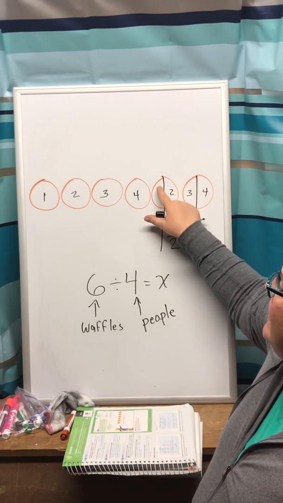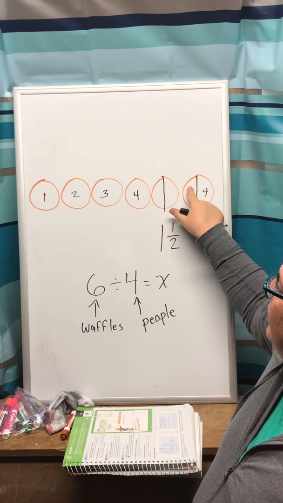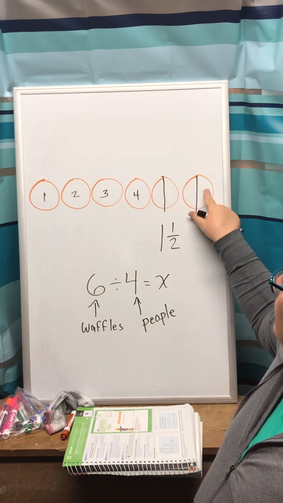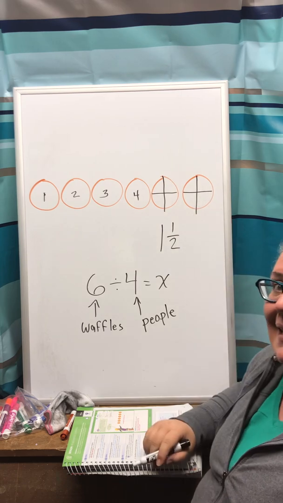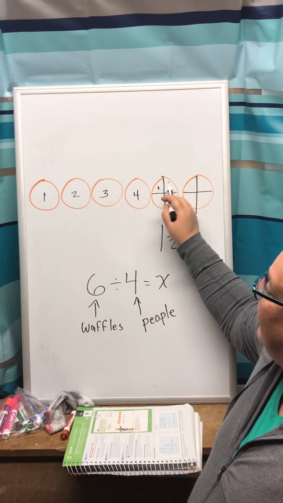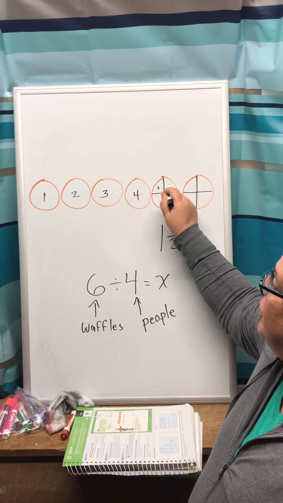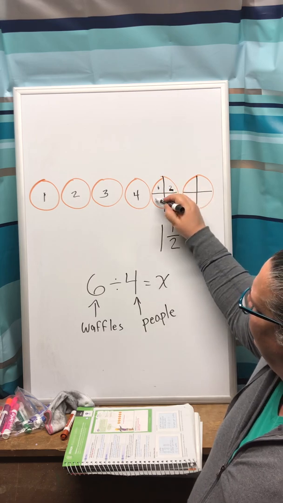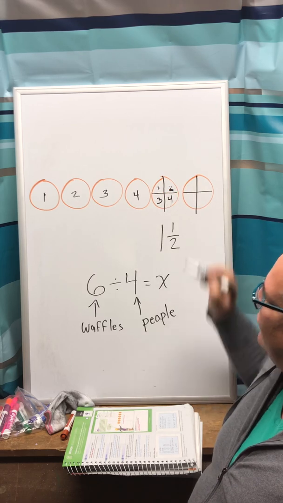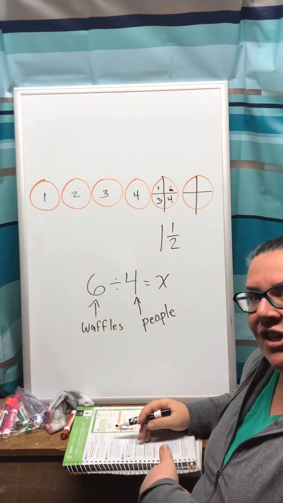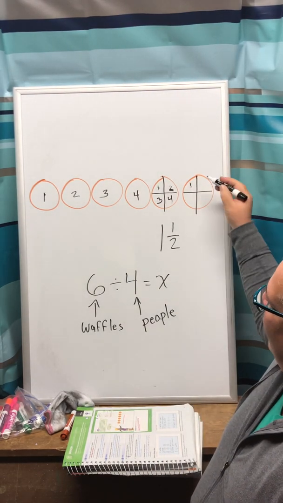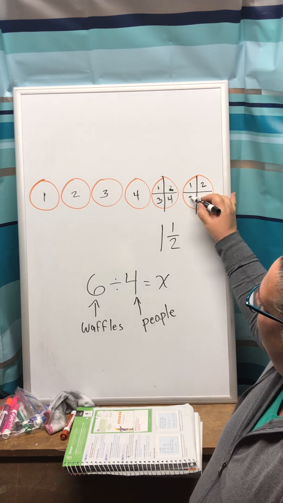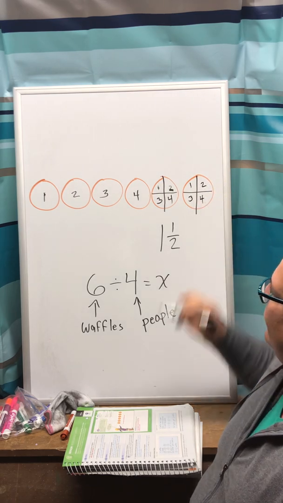Or I can take each waffle that's left and divide them into 4 pieces and say person 1 gets a 4th, person 2 gets a 4th, person 3 gets a 4th, and person 4 gets a 4th. But then because there's another waffle available, person 1 gets a 4th of that one, person 2 gets a 4th, person 3 gets a 4th, person 4 gets a 4th.